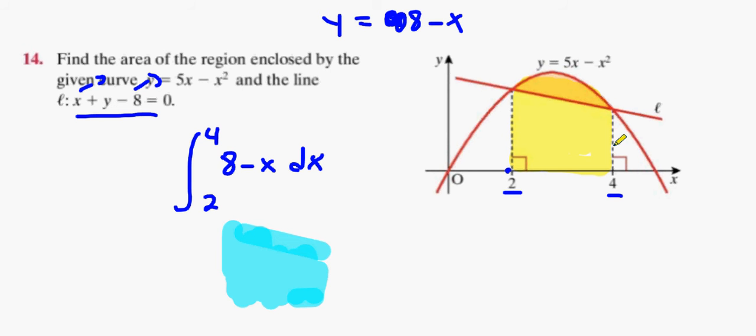Everybody cool with that? And then, when we do the yellow region, take away the blue region, we get the shaded region on top, don't we? And that's what we're looking to do. So what's the integral for the yellow region then? Which I'll do in black. Anybody tell me?